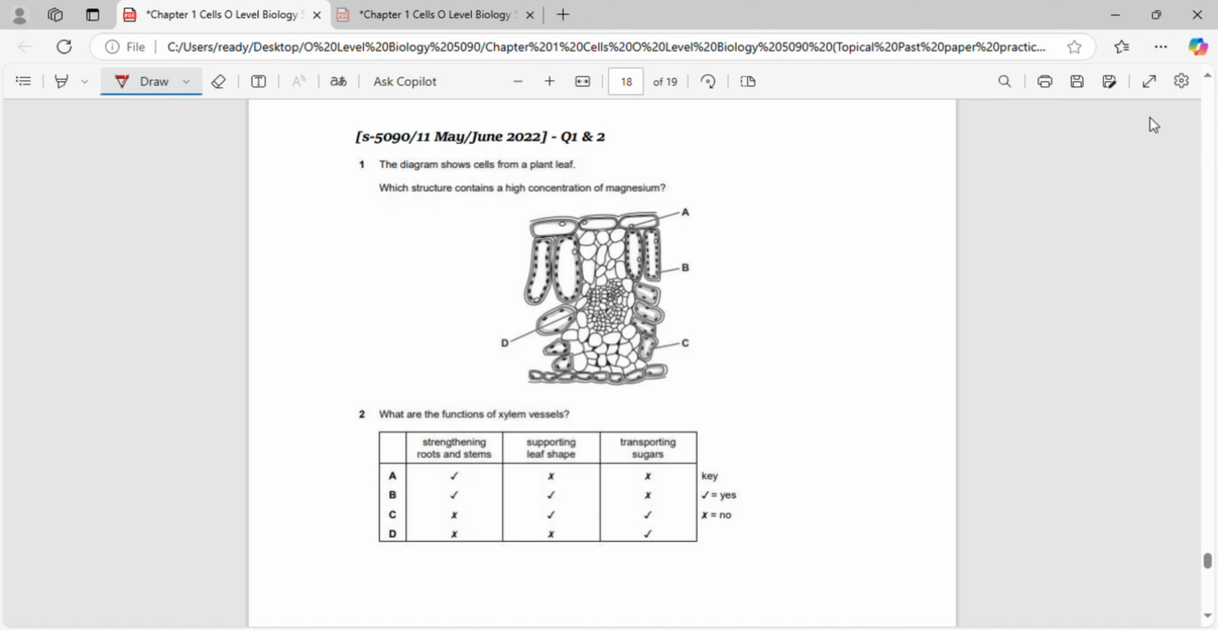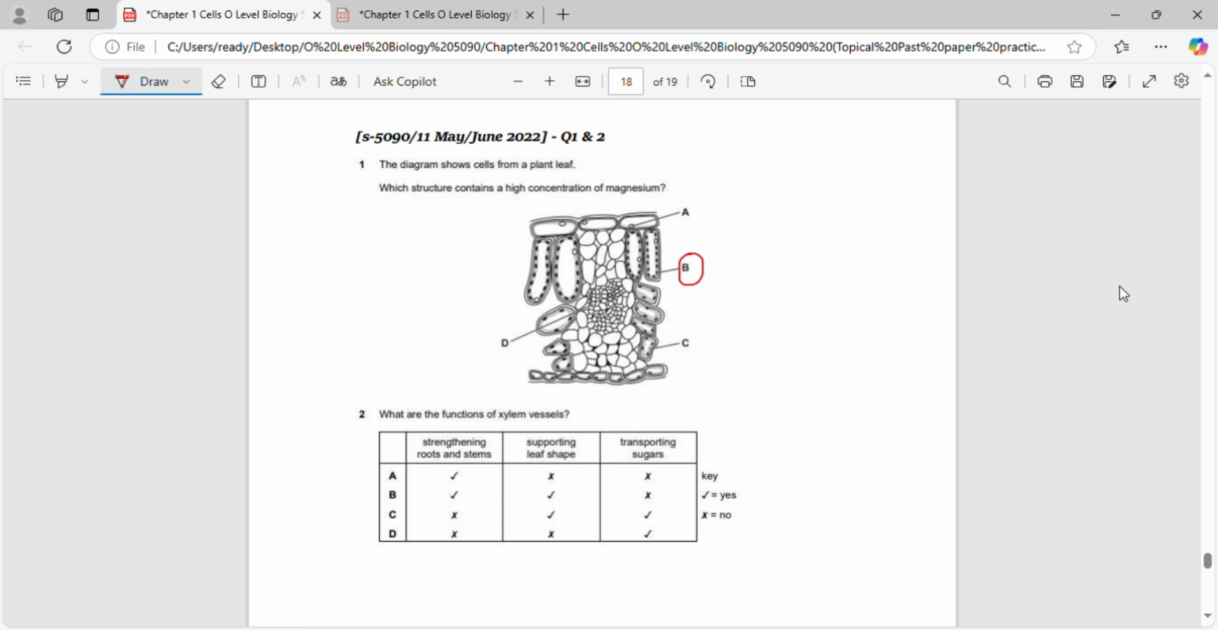Next, we have the same question that we've already discussed. Sometimes, exam questions are repeated from past papers. This particular question shows cells from a plant leaf and asks which structure contains a high concentration of magnesium. And we have already discussed that the correct answer is B because the more chloroplasts present, the more chlorophyll there will be, and consequently, a higher concentration of magnesium.